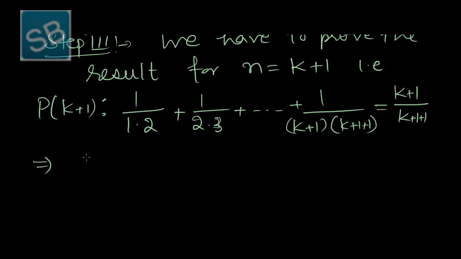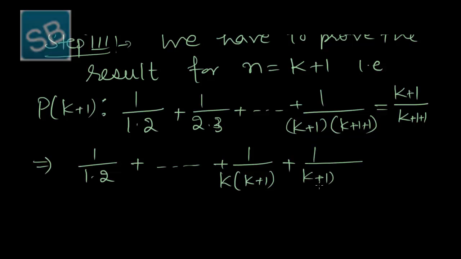That implies 1 over 1 into 2 plus so on. The second last element will be 1 upon k into k plus 1, and the last element is 1 over k plus 1 into k plus 2, because this result comes out when we substitute n is equal to k plus 1. So the element before that will be the element when we put n is equal to k. So this is the second last element, which is equal to k plus 1 over k plus 2. So we have to prove this result.